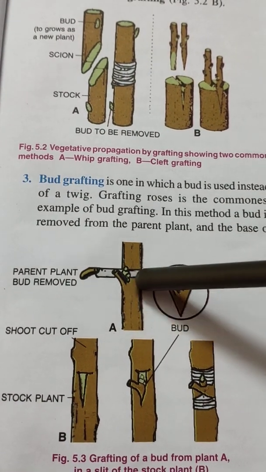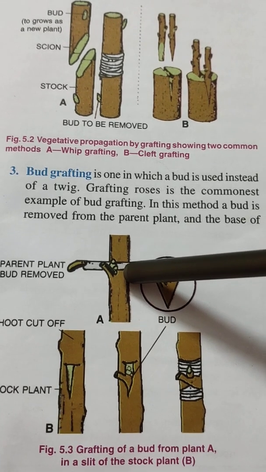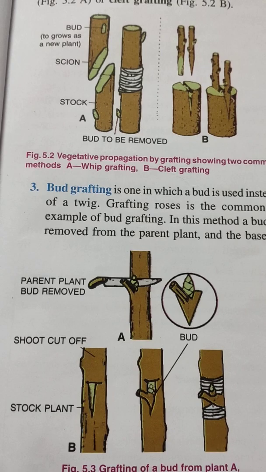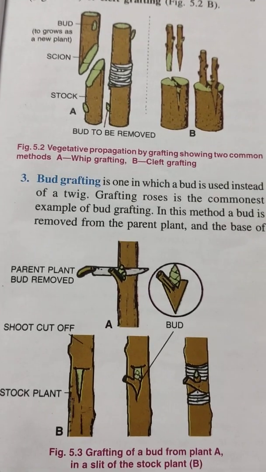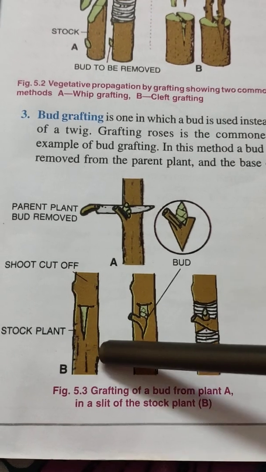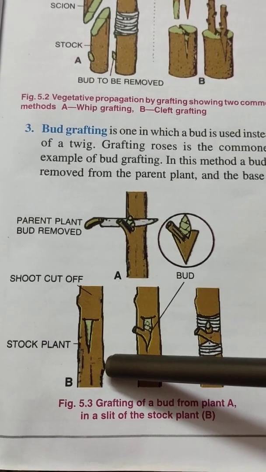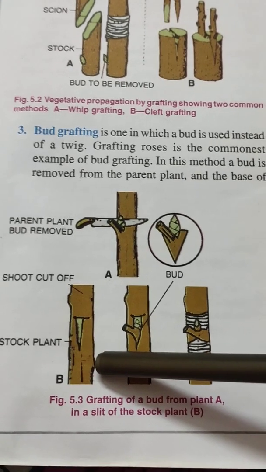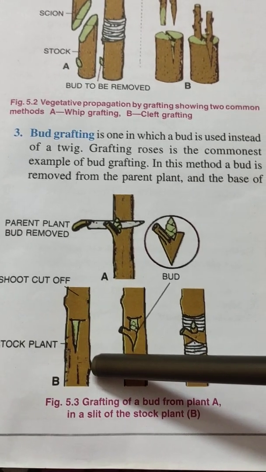Here it is removing the parent plant bud, and the base of the bud is inserted beneath the bark on the stem of the stalk plant from which the rest of the shoot has been cut out. Now this is that one, the stalk plant. Okay, and any extra bud that starts growing out from the stem of the stalk plant is removed, because that would bear the flower of the unwanted original kind.